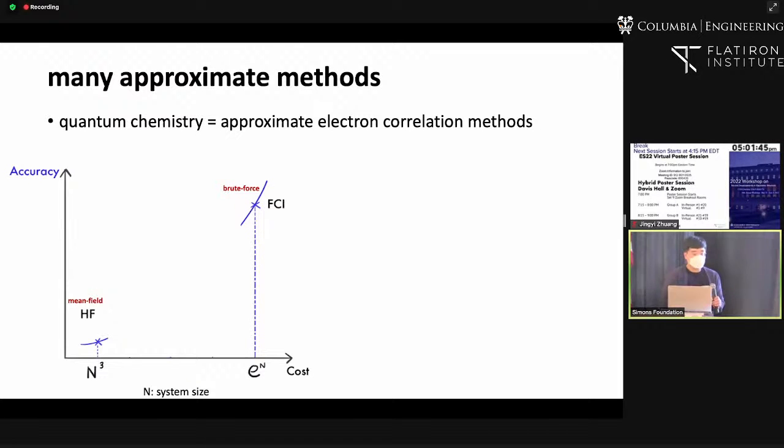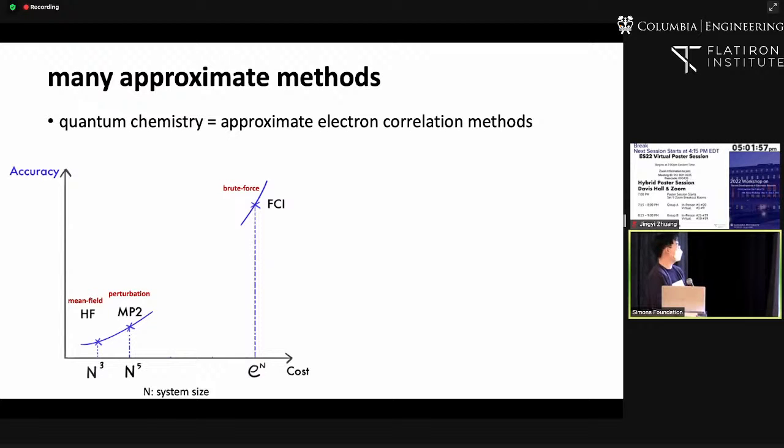On the top right, we have full configuration interaction. It's a brute force approach with the cost that is exponential scaling in system size. Its accuracy is exact within the given basis set. In the middle, this is one of my favorite wave function methods, low order perturbation theory. You just take the Hartree-Fock theory as a 0th order wave function and add a little bit of electron correlation effect through perturbative expansion up to the 2nd order.